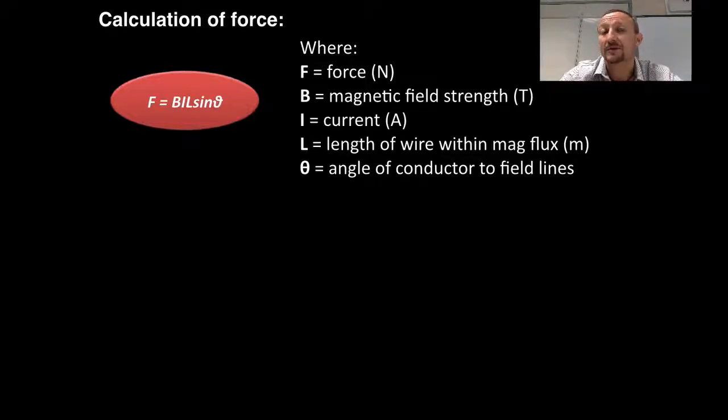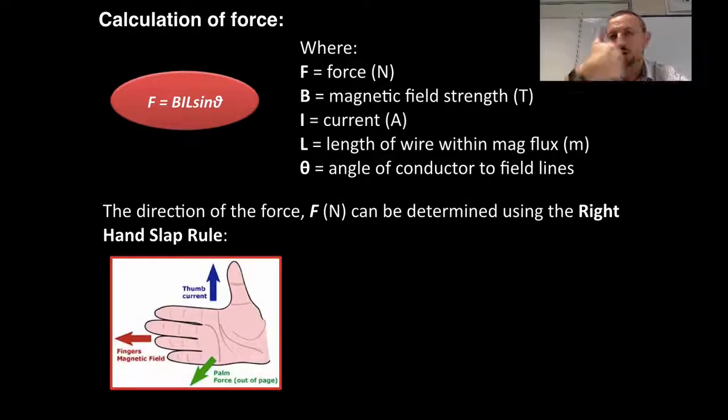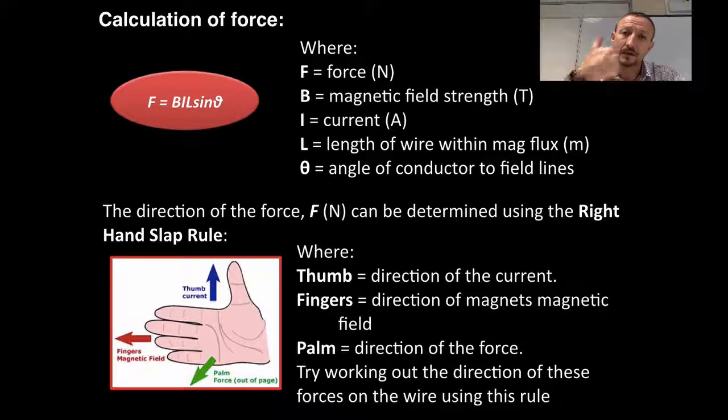We also need to be able to determine in what direction that force is generated, and we've got another hand tool in order to use that. In this case, it's the right hand slap rule. Now, the right hand slap rule works in the following way. Your thumb is going to be the current which is flowing through the wire. Your fingers is going to be the magnetic field of the magnet, and your palm is going to be the slap. That is the force which is going to be subjected onto either charges or to a moving wire. So to reiterate, thumb is the current, fingers is the magnetic field, and the palm is the force.